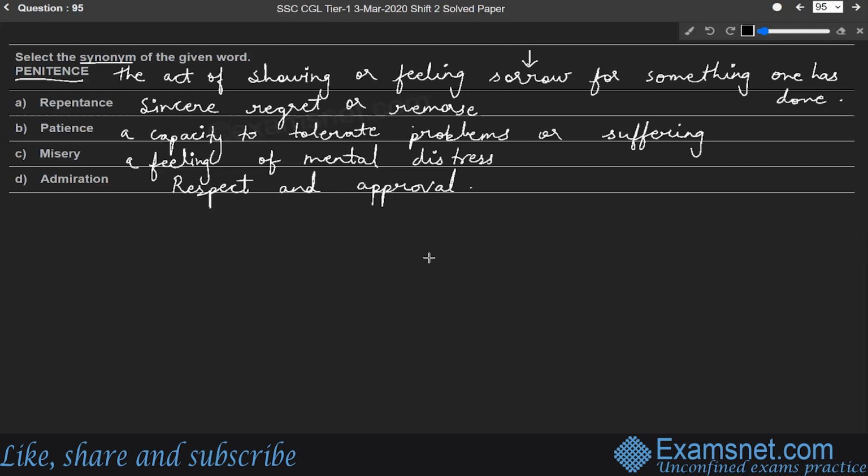So if we look at all the options carefully, we find that penitence and repentance are similar words because the meaning of the word repentance is sincere regret or remorse. It also means to show a feeling of sorrow towards something or to show a feeling of regret. That is why both these words are similar words and we can say that they are synonymous words as both of them have the same meaning. Therefore, for this question, the correct answer is option A, that is repentance. I hope you are clear with this question.